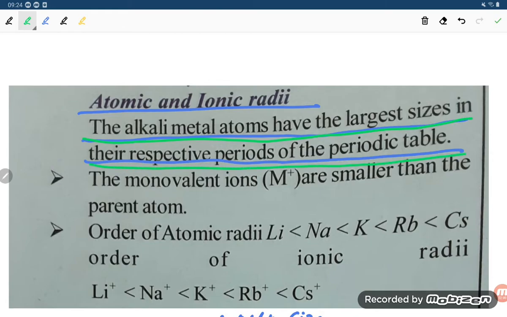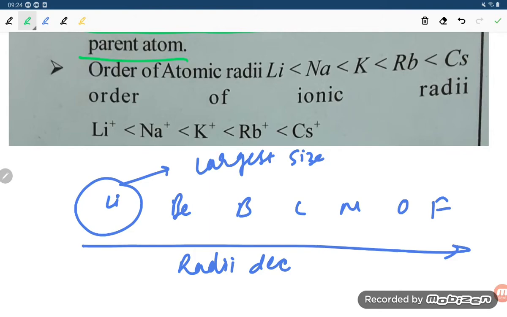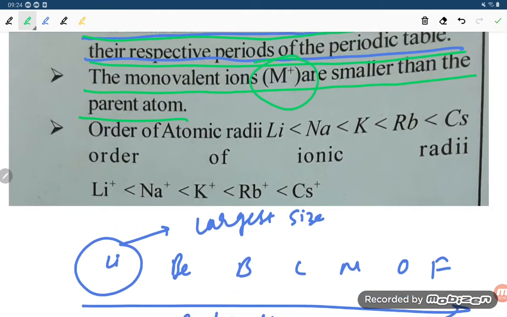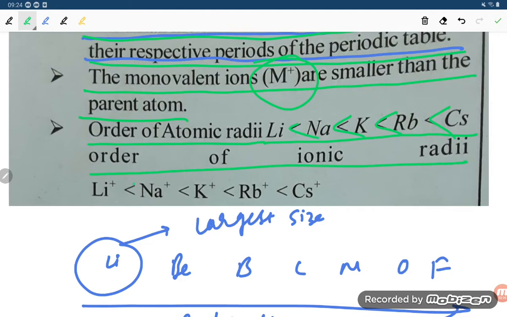Next point: the monovalent ions are smaller than the parent atom. That's very easy. When the atom loses an electron, the attraction between nucleus and electrons increases, so the effective nuclear charge increases, and the monovalent ion is smaller than the parent atom. The order of atomic radii is lithium, sodium, potassium, rubidium, and the highest is cesium, because of the greater number of shells. The order of ionic radii will be the same.